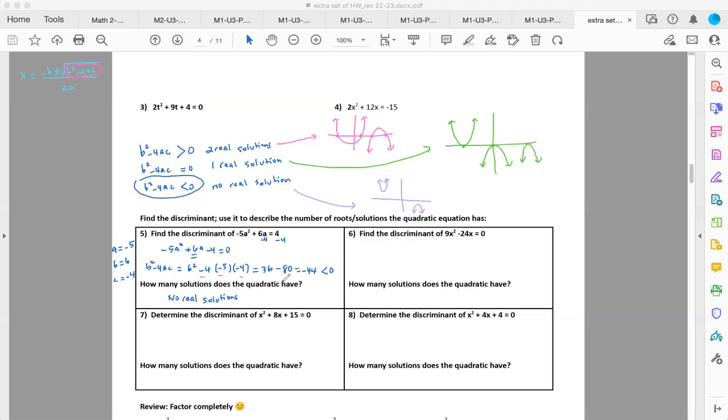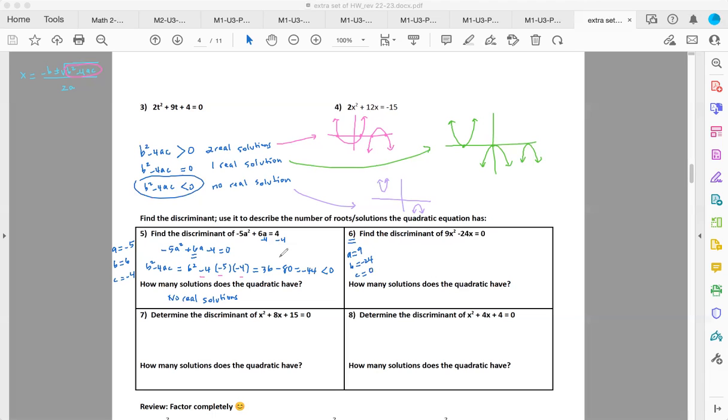Okay? So keep that in mind, and so on. Again, move everything to the left first, equal to 0, and then solve. For number 6, just a hint, a pointer: you don't have a c. You have a is 9, b is -24, and when you don't have c, or sometimes b, that is 0. Just use 0 for it.